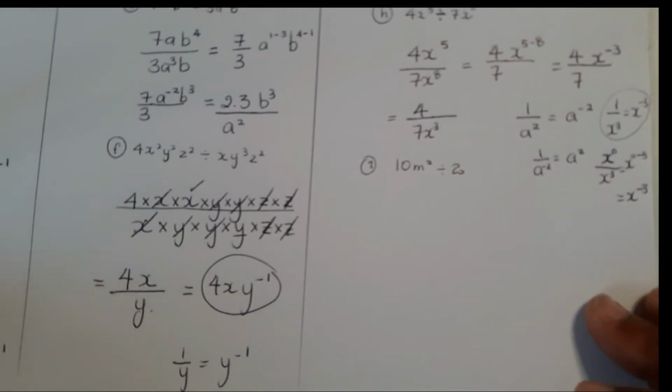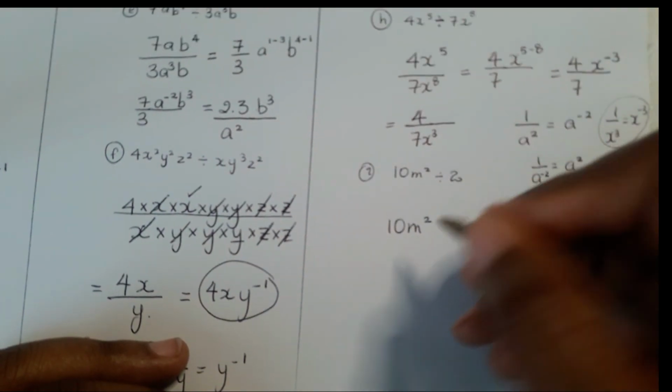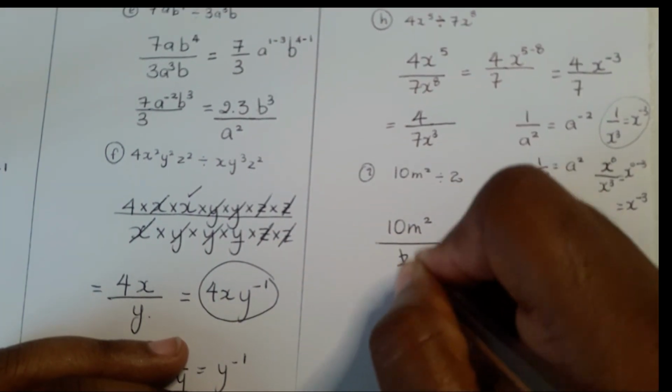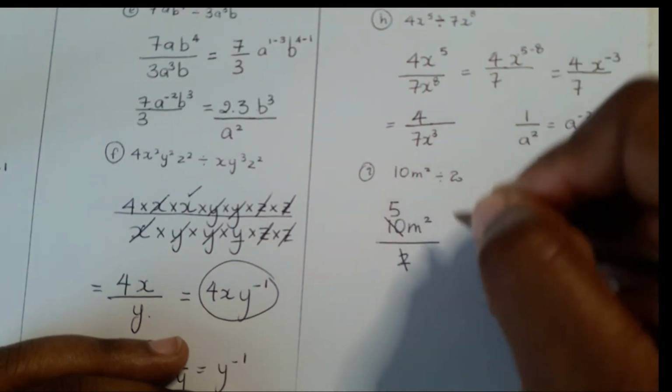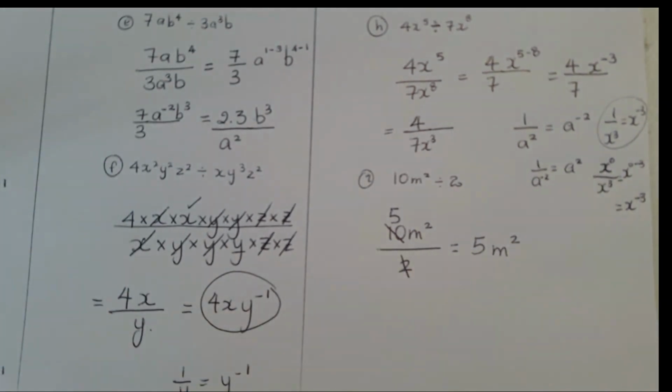And then lastly, now you have 10m squared over 2. The 2 could only go into 10 5 times. So you're left with 5m squared. Yay. So let me just recap quickly.